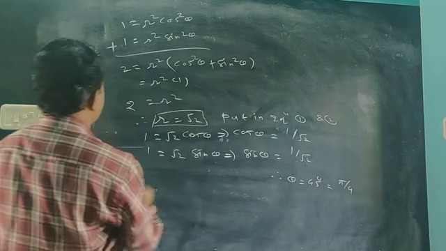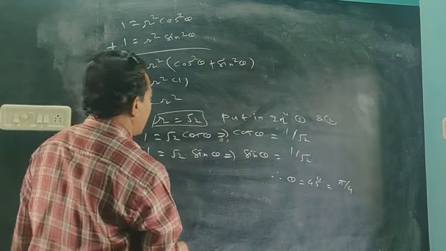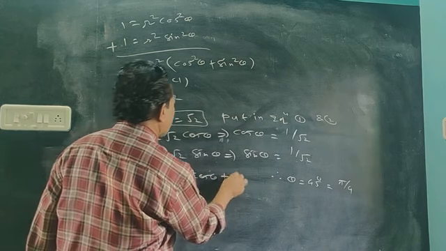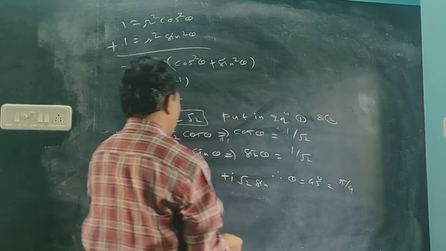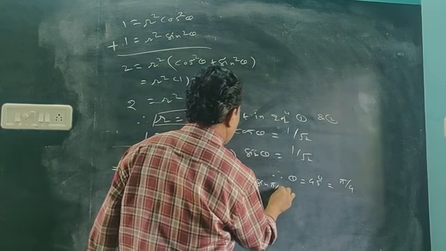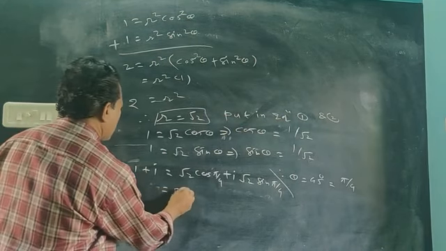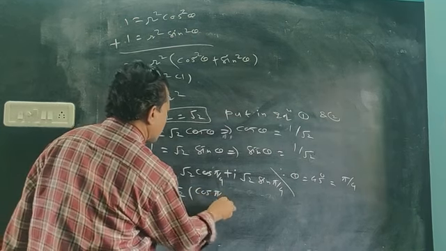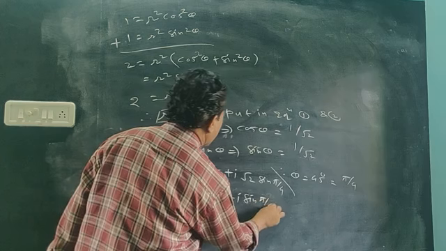Therefore, this 1 plus i complex number becomes root 2 cos theta plus i root 2 sin theta. Theta now also we have to put pi by 4. Root 2 is common, so it is root 2 times cos of pi by 4 plus i sin pi by 4.